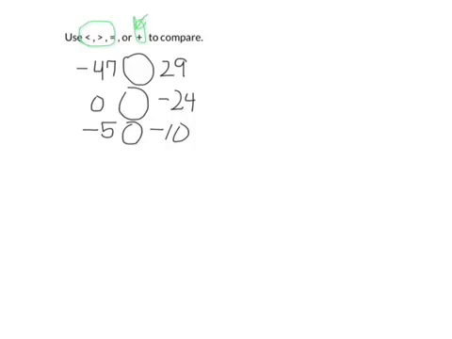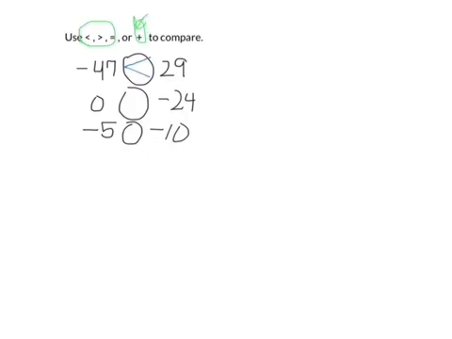So -47 and 29. We've talked extensively in class about how a negative is always smaller than a positive. So -47 is less than 29. How about 0 and -24? Well, 0 is not a positive or a negative. It's right in the middle. It's neutral.